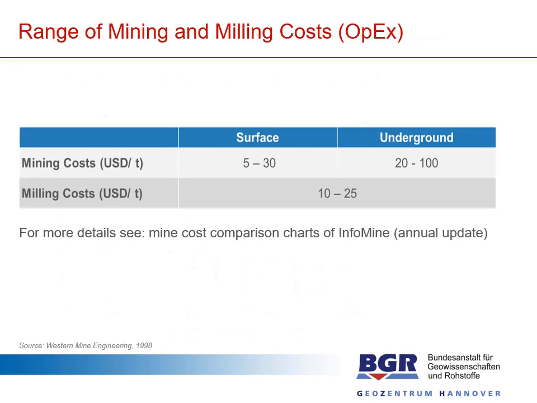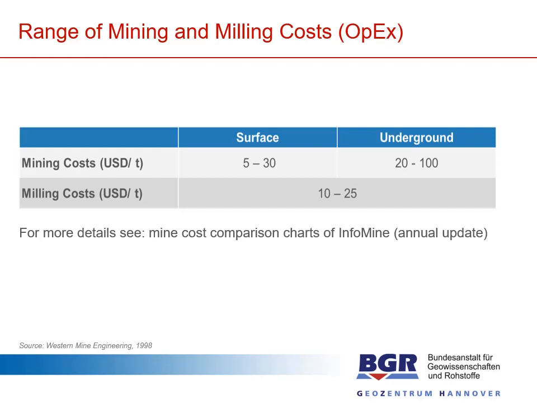Here you can see, again, as I showed before already, for underground mining, typical ranges of mining and milling costs in terms of operating expenditure. Mining costs for surface open pit mining are usually in the range of $5 to $30, but highly depending on the waste to ore ratio and additionally on the size of your operation. Underground mining is usually between $20 and $100. And the milling costs are of course the same for open pit or underground mining.